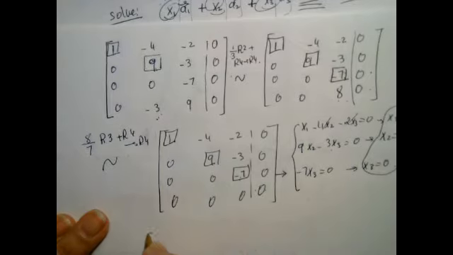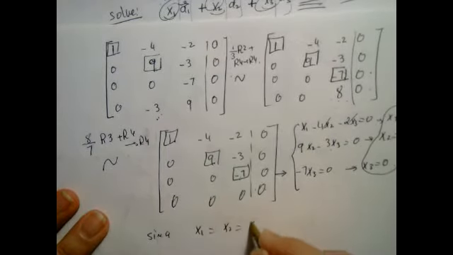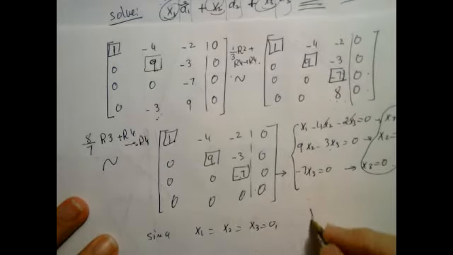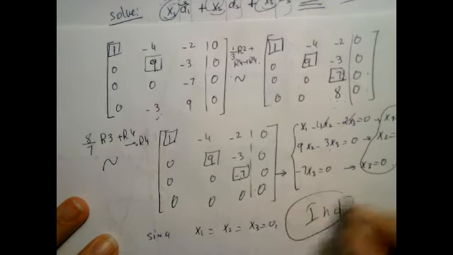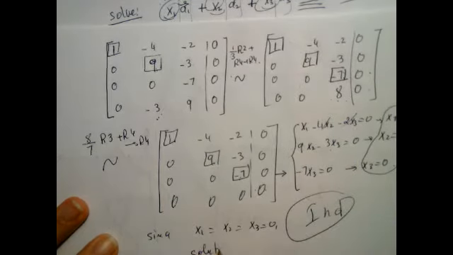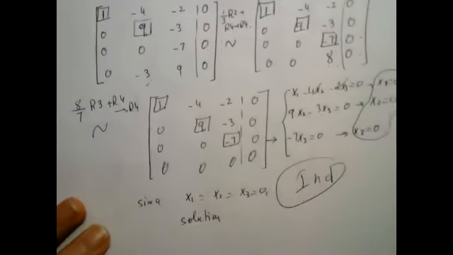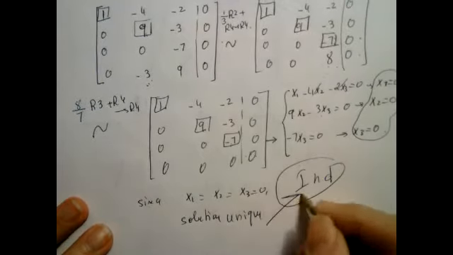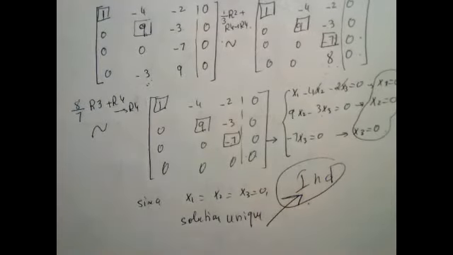So since x1 equal x3, sorry, equal x2 equal to 0, there is one solution, a unique solution. It means the vectors are linearly independent. So solution unique. That's really what we want. We want a unique solution. Solution unique. It means linearly independent.